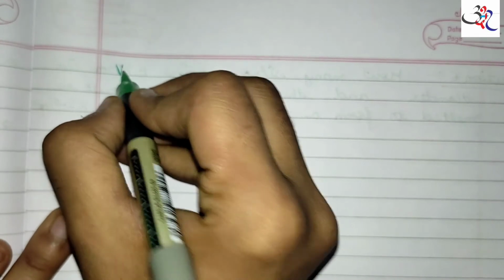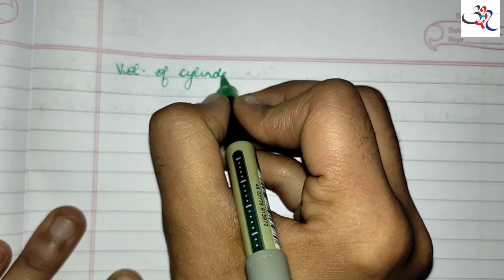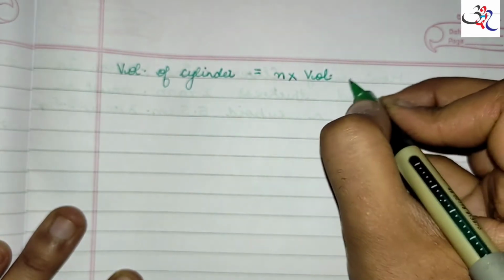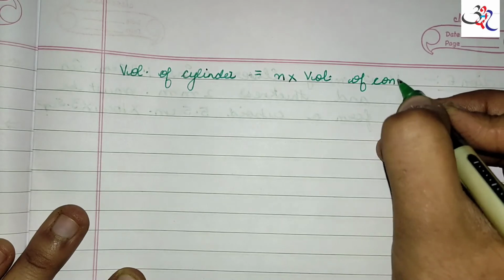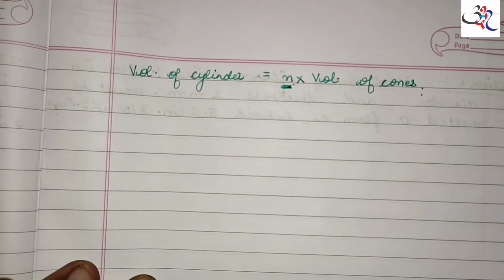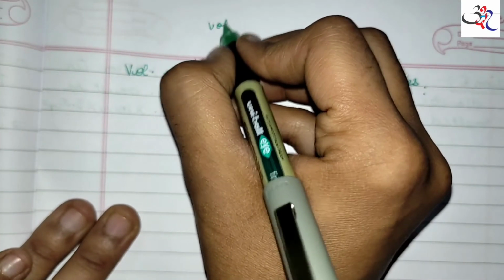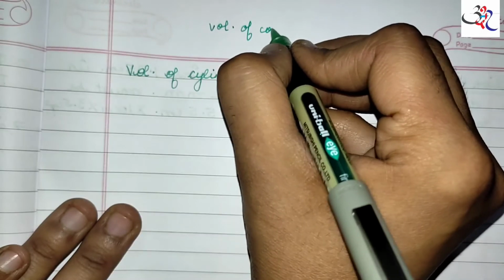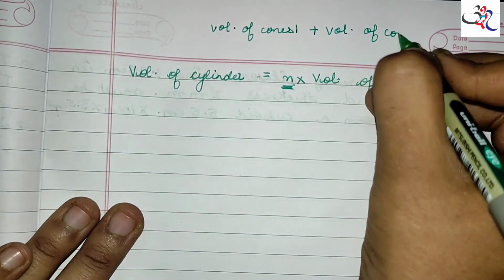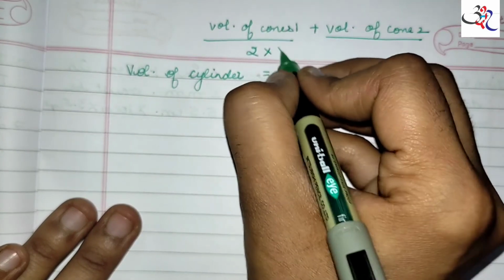So how I can write down that the volume of cylinder is equal to, if I will do addition of all the volumes of the cones, because dimensions are equal, so I will get n into volume of cones. Suppose there are only two cones and I have to do addition of the volumes of two cones, volume of cone 1 plus volume of cone 2. So dimensions are equal, so I can write it down as 2 into volume of the cone.